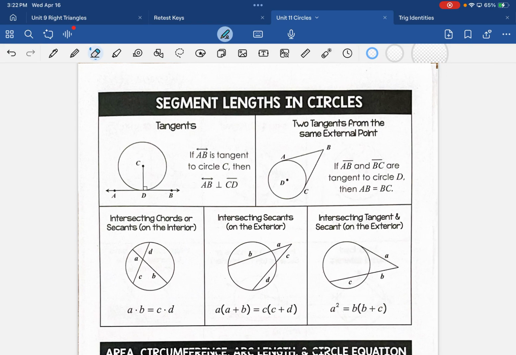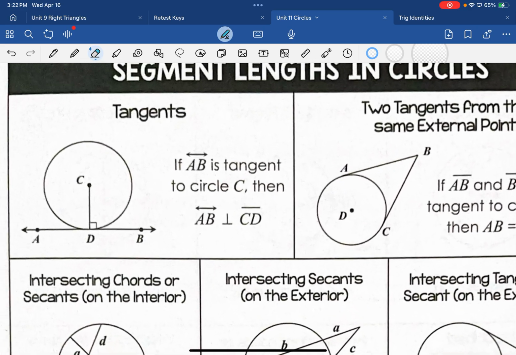So, the formula chart, there are two sides. One side is angles and arcs. One side is segments, okay? Now, the segment side is the only side that we've talked about. It's the only side that we've learned. So this is the only side we can use right this second.